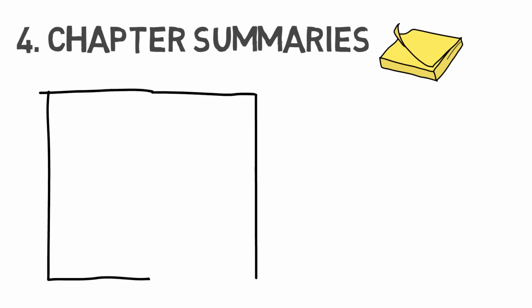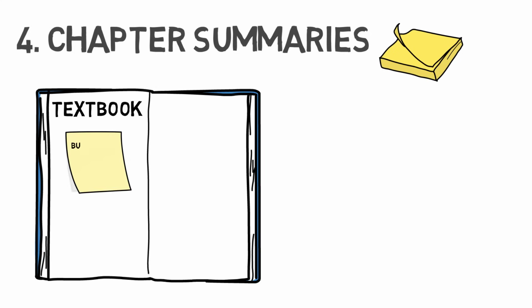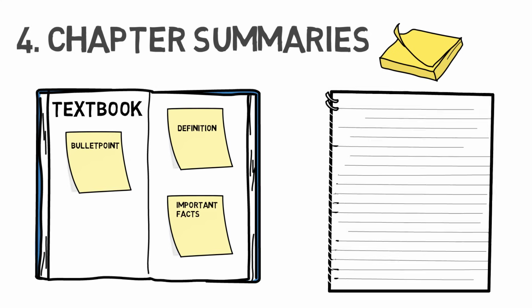Step 4 is to write chapter summaries. You can either use sticky notes first to write concise bullet points for each page or paragraph, or you can directly start summarizing in your notebook.